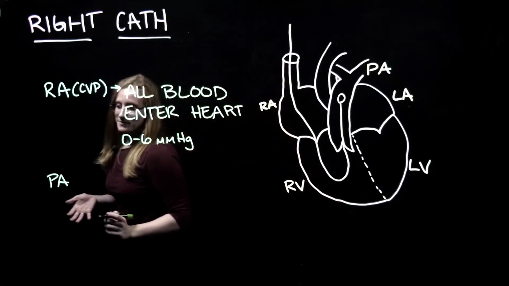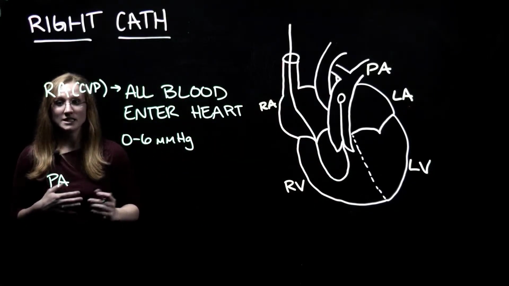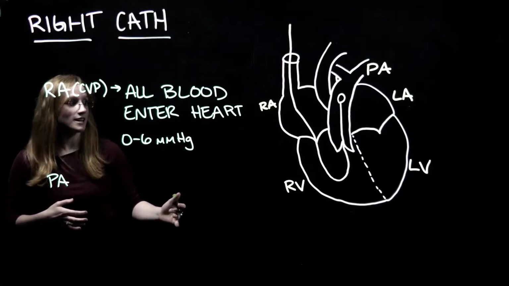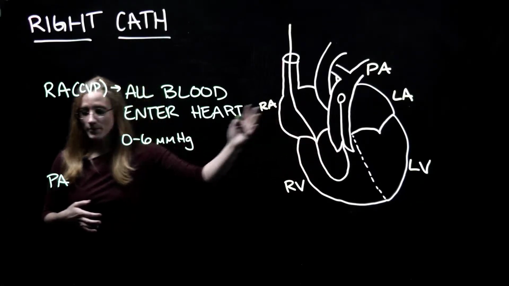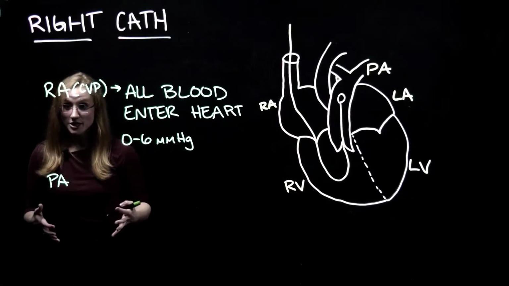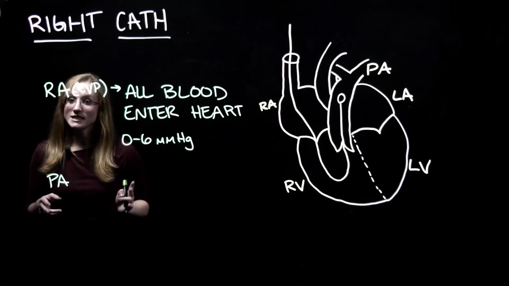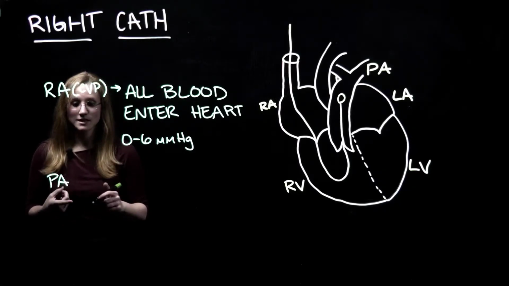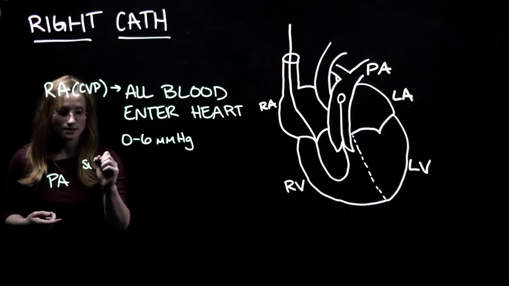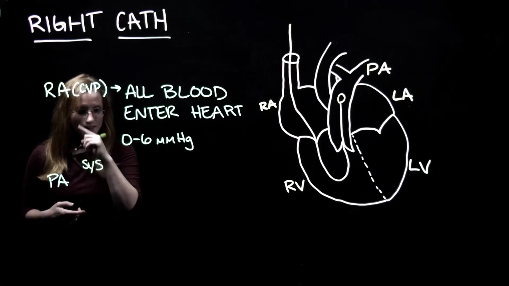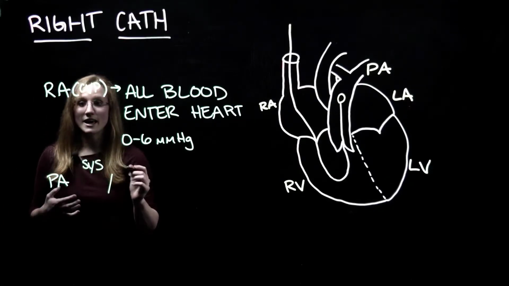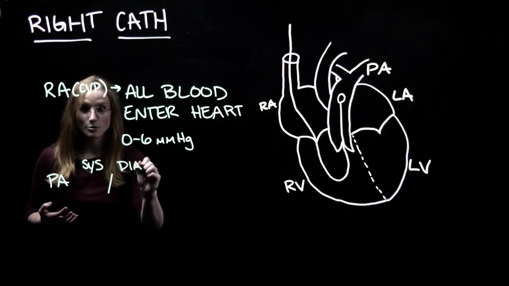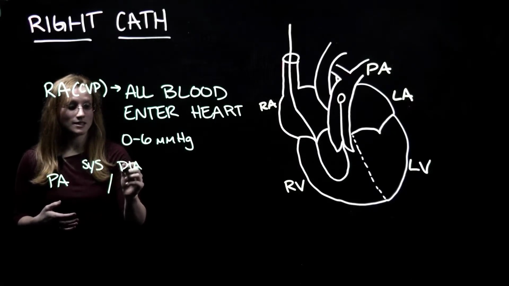So the PA pressure is something that we tend to use to see how the right side is handling fluid, because it's going to measure all of this back up. When we get a PA pressure, we usually get 3 different measurements. When the heart is contracting, we get a systolic measurement, which I'll abbreviate as sys. And then we also get a relaxation measurement, our diastolic, which I'll abbreviate as DIA.